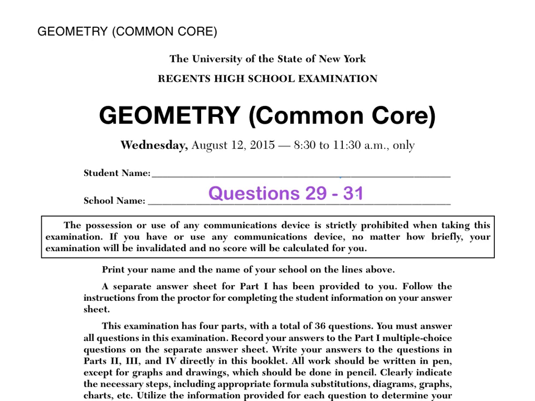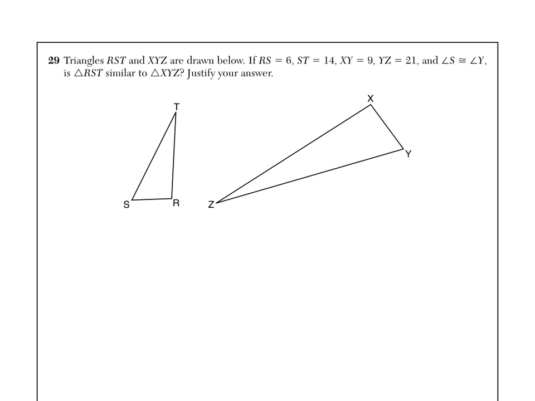This video will cover the Geometry Common Core exam from August 2015, questions 29 through 31. Number 29 says triangles RST and XYZ are drawn below. If RS is 6 and ST is 14, XY is 9 and YZ is 21, and angle S is congruent to angle Y, is triangle RST similar to triangle XYZ?